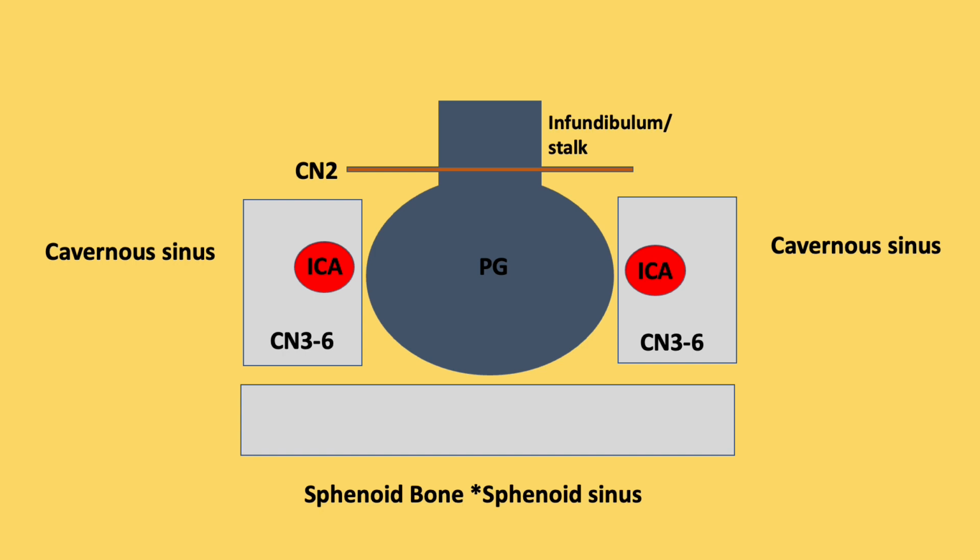There's a range of key components around the gland. Superiorly, there's the second cranial nerve, the optic nerve. Laterally, there's the cavernous sinus, which contains the internal carotid artery and cranial nerves 3 to 6. And inferiorly, there's the sphenoid bone, which contains the sella turcica, a saddle-shaped depression within the bone. Also within the sphenoid bone, there's the sphenoid sinus.